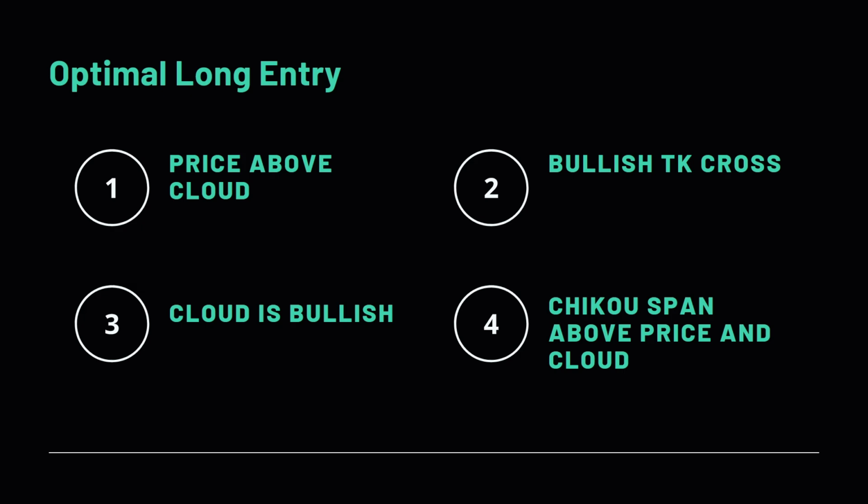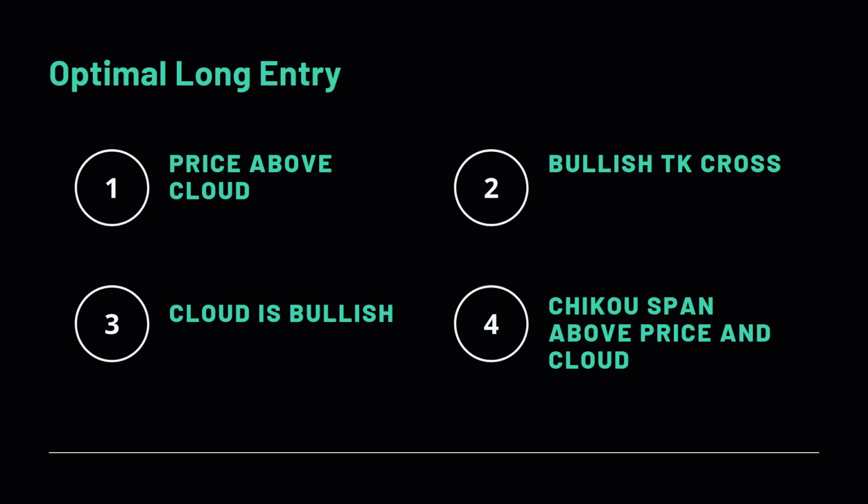So for an optimal long entry, number 1, the price should be above cloud. That's very important. Basically, if price is above cloud, things are on the more bullish side than not, giving you a decent opportunity to take a long. The second thing that you need is a bullish TK cross, so your Tenkan and Kijun. I just write TK for short, but you need a bullish TK cross.